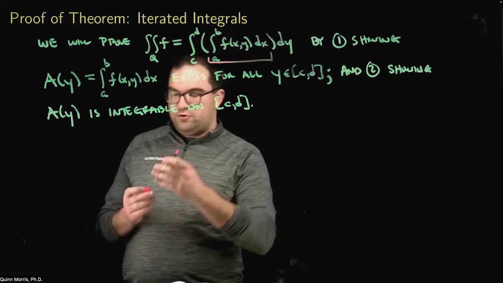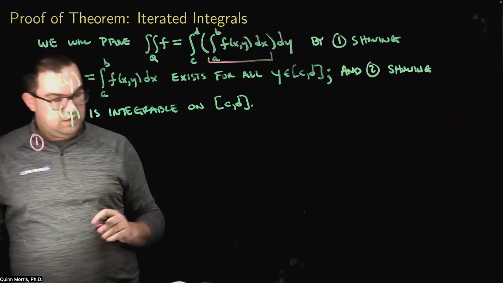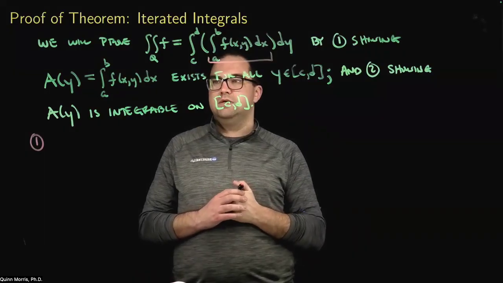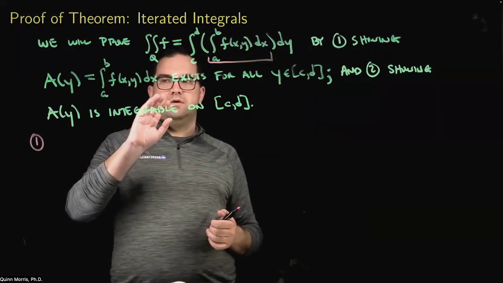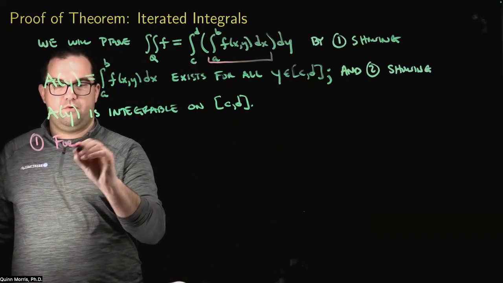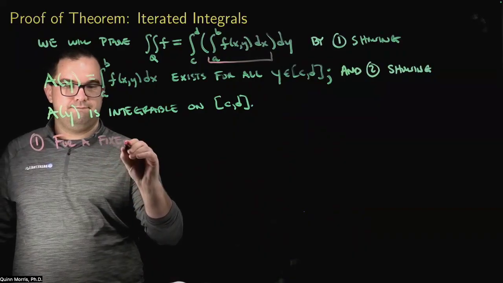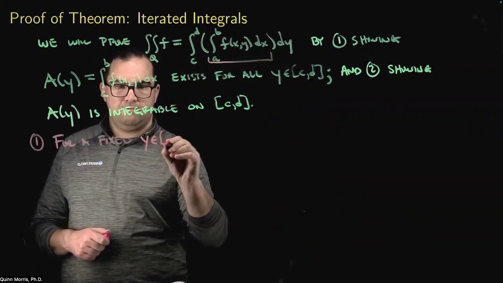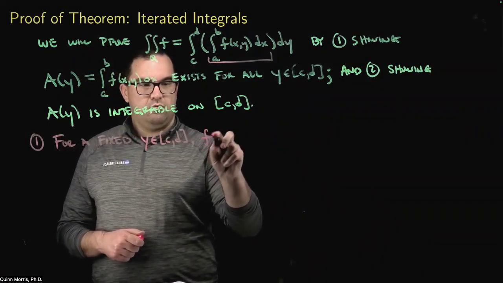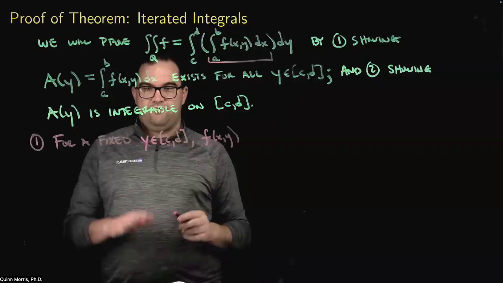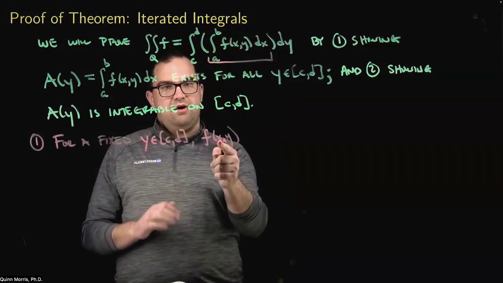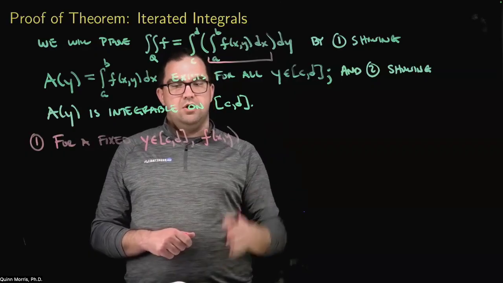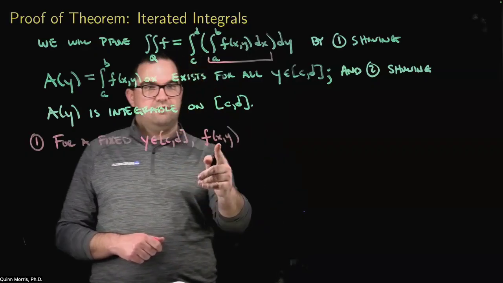Okay, so again, the first part is the easier of the two parts. For the first part, what I want you to think about is if I freeze a particular y value, so for a fixed y in CD, what is this function? Well, for a fixed y value, this is now a function of one variable, x. And since f of xy is assumed to be continuous, when we fix the y value, this is still a continuous function of the single variable x.